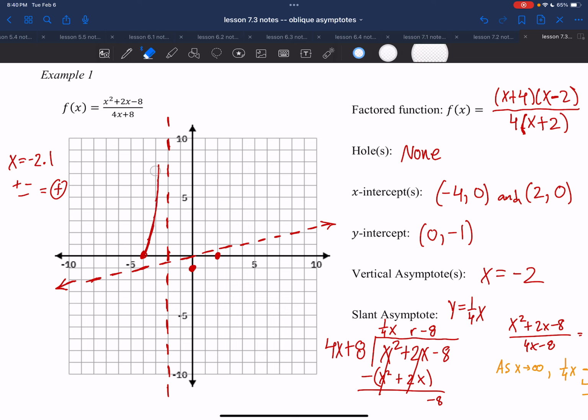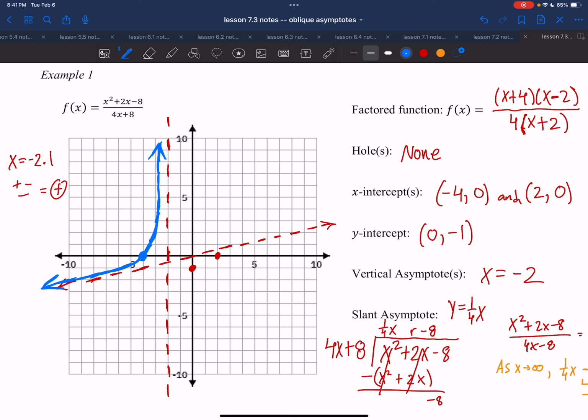You know what? I'm going to do this in blue, because I like to. Just so that it's not kind of hard on the eyes, you know? It's a lot of red I've already got on the paper. So it's heading up towards positive infinity there. And then down here, I'm going to follow the slant asymptote. It's going to get closer and closer and closer to the line 1/4 x.